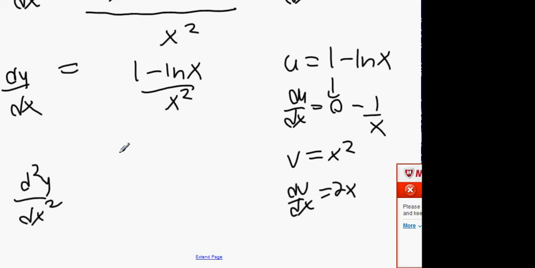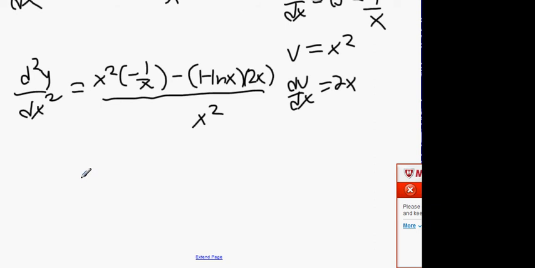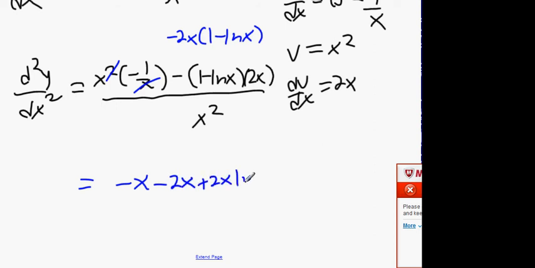2x. So what we're going to get is v times du/dx, which is x squared times minus 1 over x, minus u times dv/dx, 1 minus ln x times 2x, all divided by x squared. Let's see what happens. We could rearrange it a little bit. x divides into x squared leaving x, so we're going to get minus x. Now, this is a tricky one. It's the same thing as minus 2x multiplied by 1 minus ln x. And that's going to be minus x minus 2x plus 2x ln x, all over x squared.